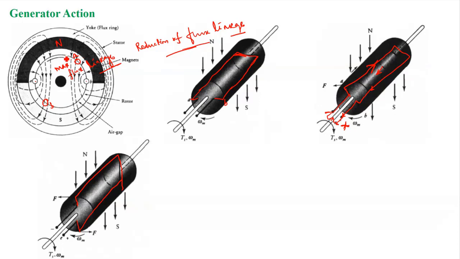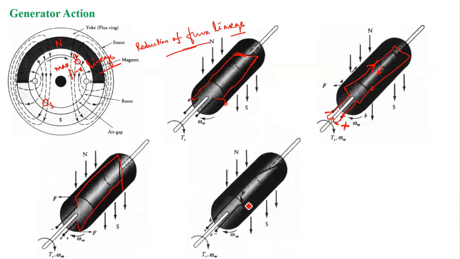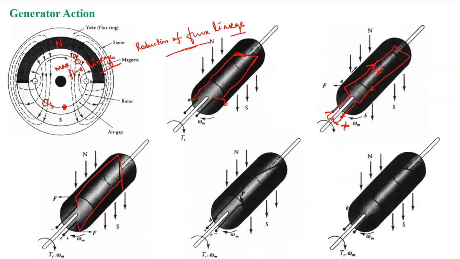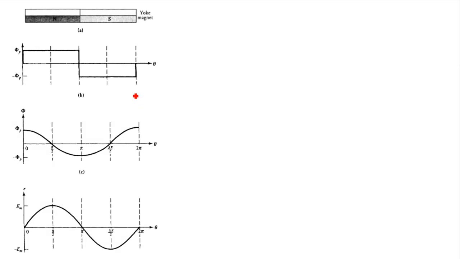Now from 0, again the flux linkage will increase, right? So flux linkage will increase means your current direction should be in the opposite direction, right? So your current direction will become opposite, right? So in this way, if we just go through, and finally when it comes again to position B, the flux linkage will again be maximum in the negative direction, right? Okay. So in this way, if we proceed, we can now see the representation of the flux, flux linkage and the EMF induced, right?